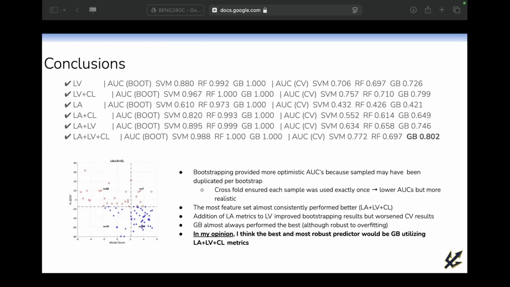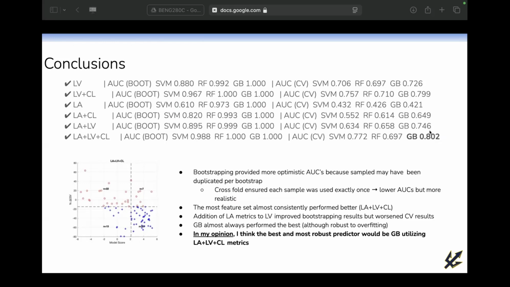These results may have been more realistic for this retrospective study, even though left ventricle plus clinical results performed quite well. When appended with the left atrial strain, this slightly improved the performance. Although adding left atrial strain metrics to left ventricle strain metrics alone improved the results when bootstrapping, this worsened the results when cross-validating. And then the logic gradient boosted tree model almost always performed best, although it most likely was overfit when using the bootstrapping approach. All that said, I bolded the highest AUC on the cross-validation side.